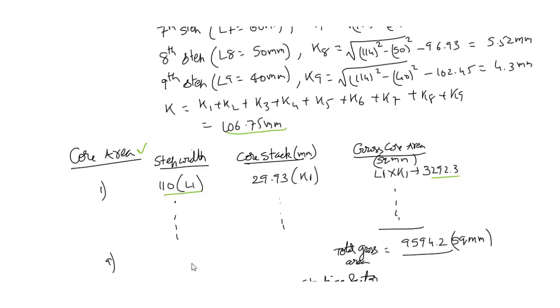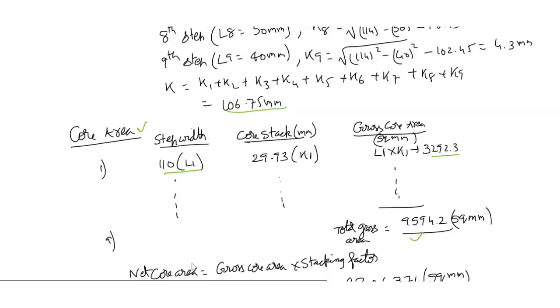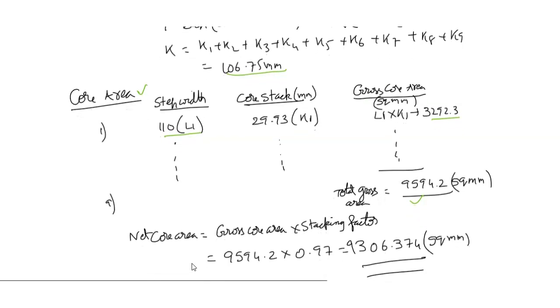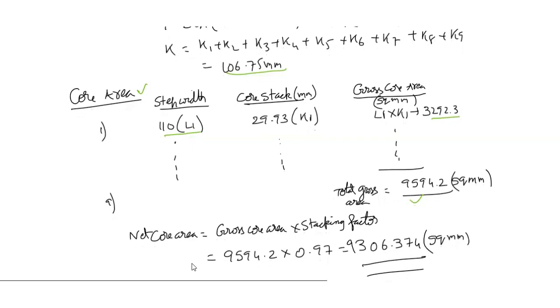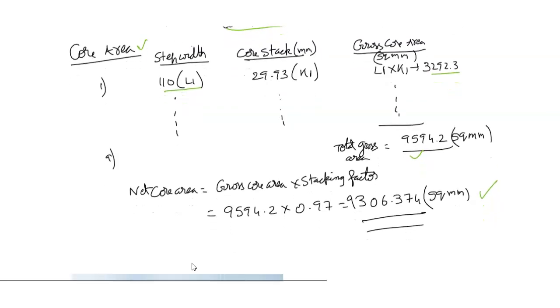After adding, we'll get the total gross area as 9594.2 square mm. From the gross area, we'll calculate the net area. Net area is gross area into stacking factor, and the gross area is 9594.2 into a stacking factor of 0.97. If we multiply, the total net area of the core for the 100 kVA transformer is 9306.374 square mm.